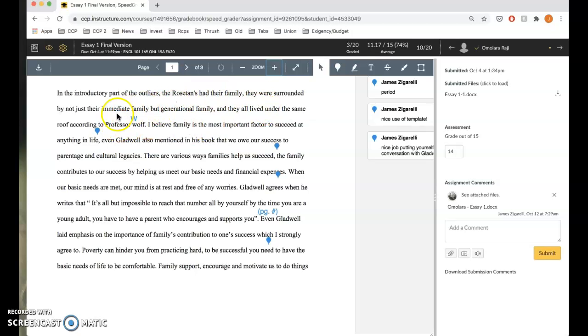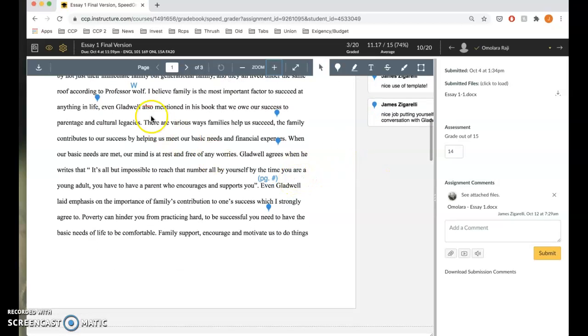And she talks about the Rosettans and how they were surrounded not just by their immediate family, but generational family, and they all lived under the same roof, according to Professor Wolf, right? So she's kind of summarizing the book, right? And then she is moving into her own ideas, her I say, right? I believe family is the most important factor to succeed at anything in life. Even Gladwell mentioned in his book that we owe our success to parentage and cultural legacies. So she's putting herself in conversation really effectively with Gladwell.